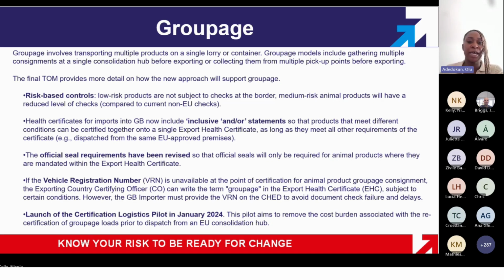Just to provide a high-level summary, there will be risk-based controls. Low-risk products are not subject to checks at the border. However, medium-risk animal products will have a reduced level of checks compared to current non-EU checks. There will be health certificates for imports into GB. These now include inclusive and/or statements, so that products that meet different conditions can be certified together on a new single export health certificate, provided that they meet all other requirements of the certificate.